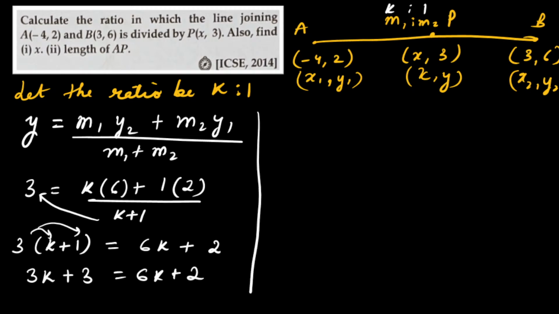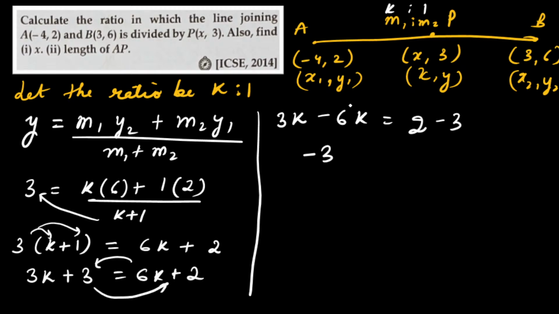Like terms we have to write together. 3k and 6k are like terms, so let's shift 6k to the other side. 3k is already there. When positive 6k shifts to the other side, it becomes minus 6k. 2 is already there on this side, so 3 we have to shift to the other side, and it becomes minus 3. So 3 minus 6 is minus 3, with the minus sign because the greater number has the minus sign. So minus 3k is equal to minus 1. 2 minus 3 is minus 1.